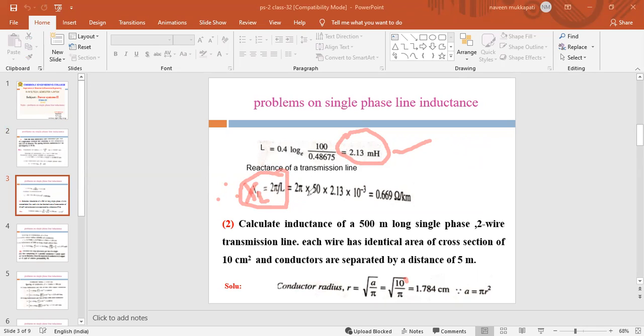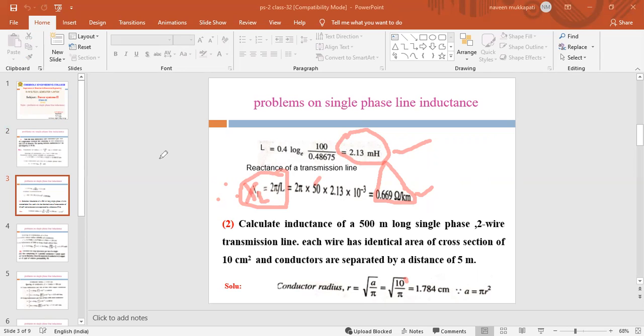That is equal to 2 pi into 50, the F, into L, which is 2.13 millihenries, into 10 power minus 3. Then we obtain 0.669 ohm per kilometer. This is the inductive reactance XL. This is the inductance for two conductors in a single phase, where the inductances are in parallel.